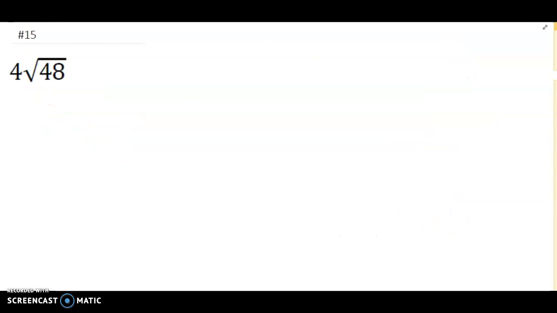All right, I want you to go ahead and try this one on your own. Think of this as 4 times square root of 48. And then simplify it as much as you can, and then we'll go over it.